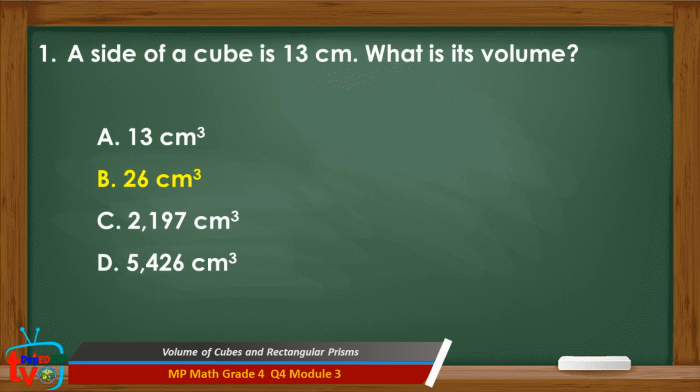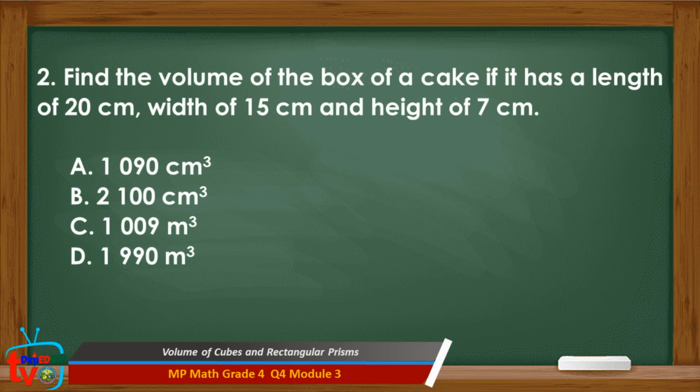Letter B, 26 cubic centimeters. Letter C, 2,197 cubic centimeters. And letter D, 5,426 cubic centimeters. Number 2. Find the volume of the box of a cake if it has a length of 20 centimeters, width of 15 centimeters, and height of 7 centimeters.